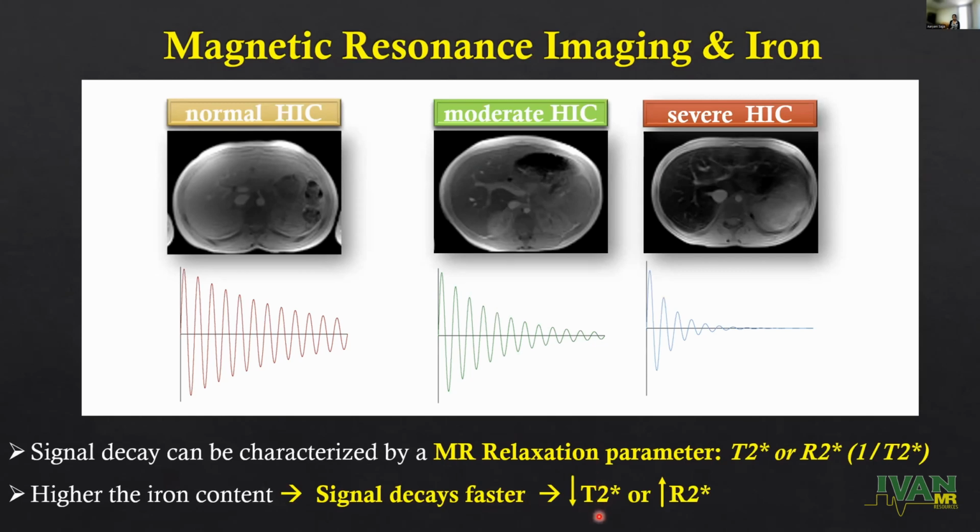T2 star is the transverse relaxation time. And in MRI, we use R2 star, which is just the reciprocal of T2 star. So R2 star stands for transverse relaxation rate. And the reason I'm using R2 star is that the more the iron, the higher the R2 star. So it's a very linear relationship.